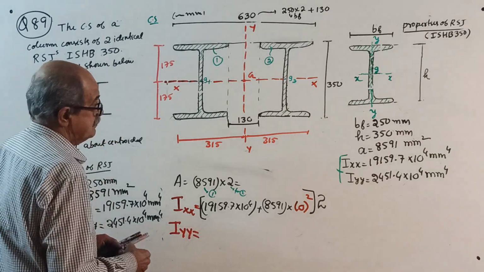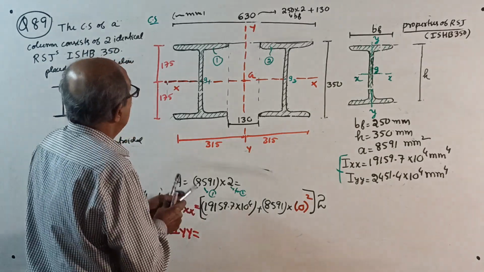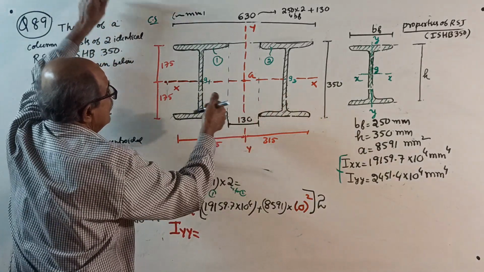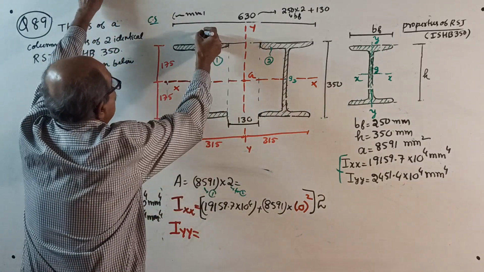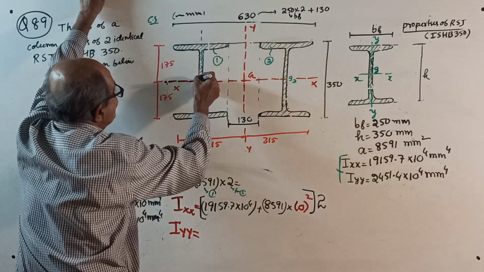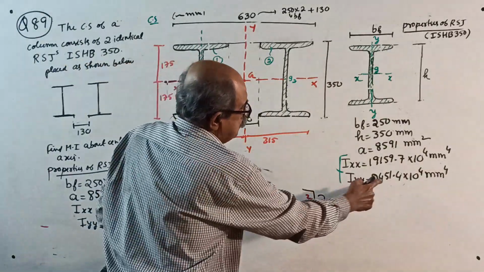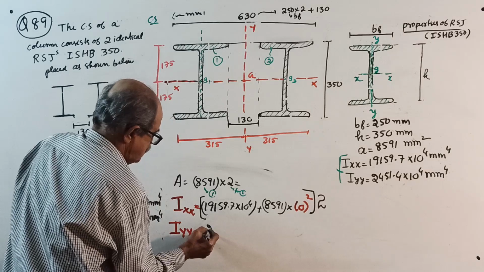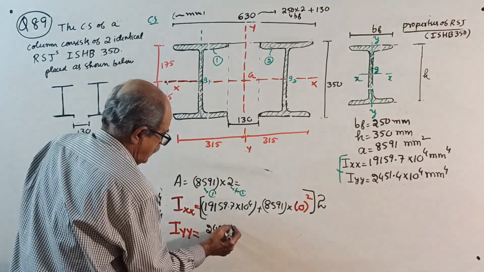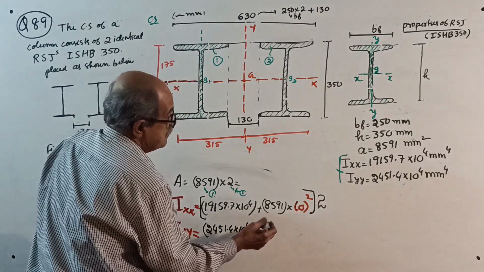I about YY. Start first. After that, I about anyone. First, I about its own centroidal axis. See here, this axis. That is nothing but 2451.4 × 10 to the power 4, which is its own Ig plus area.